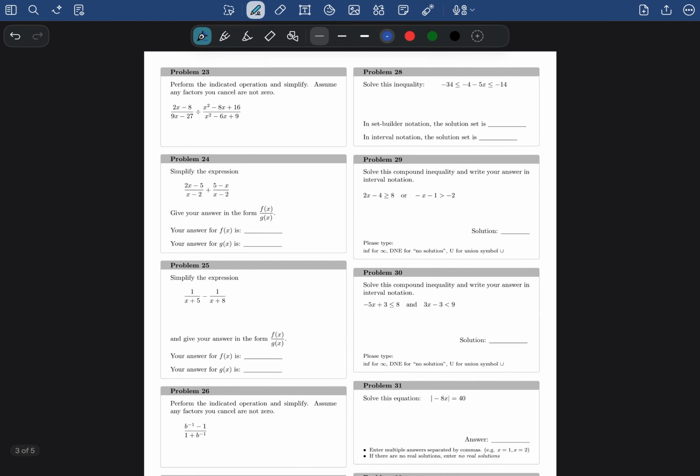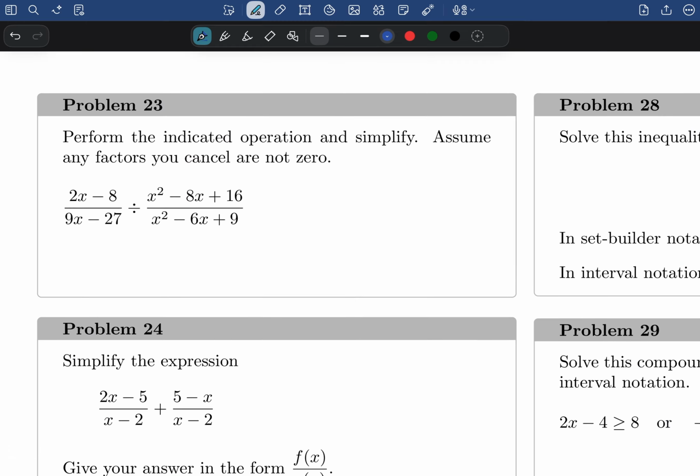And now we're ready to move on to problem number 23. Perform the indicated operation and simplify. Assume any factors you cancel are not 0. And I see this rational expression divided by this rational expression. Now, when you take a fraction divided by a fraction, you keep it, switch it, flip it. And so I'll just say that down below. Like or up above, keep, switch, flip. This will be a great reminder.